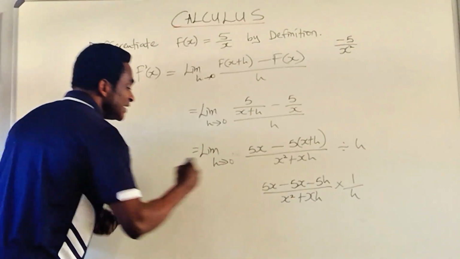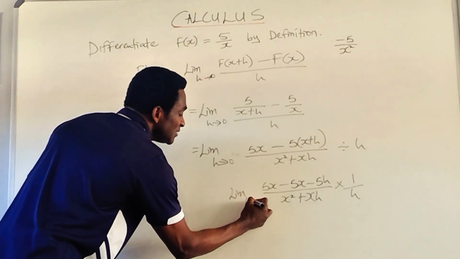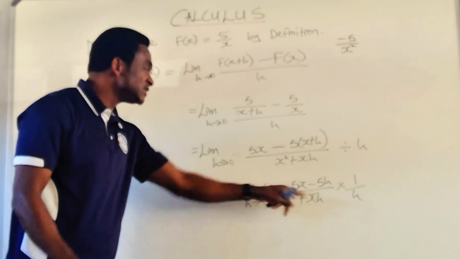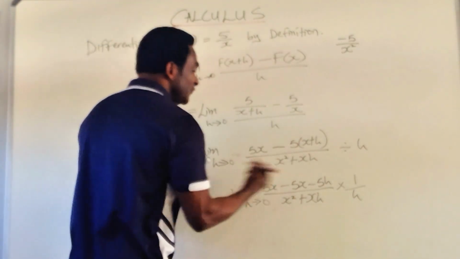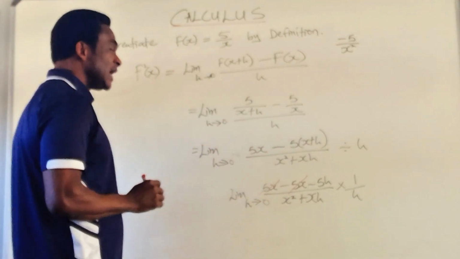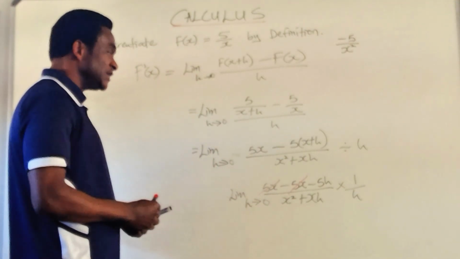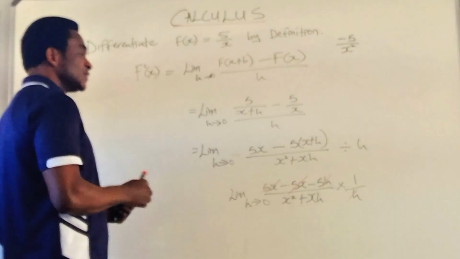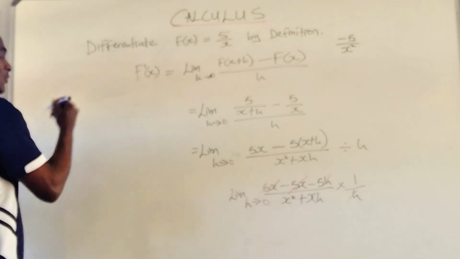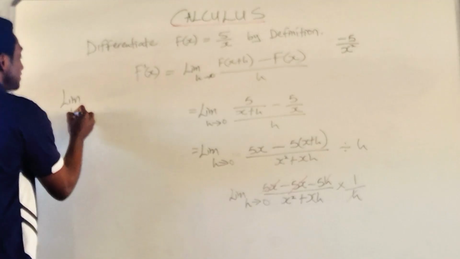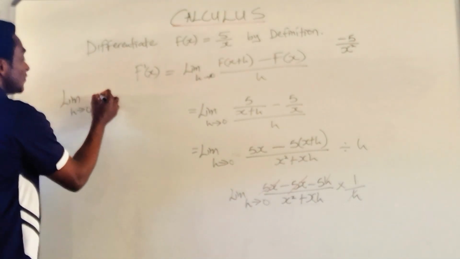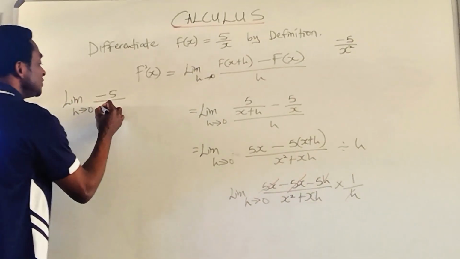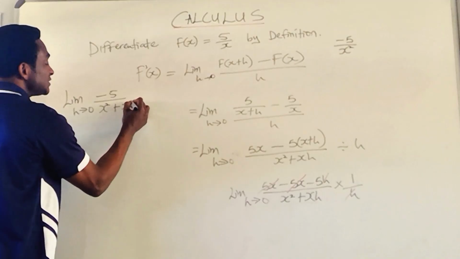Now, remember, notation goes on. It is the limit of the function as h tends to 0. Now, if we have this, 5x minus 5x takes care of each other, and then we'll have minus 5h. Minus 5h, h will cancel out h here. So what we have is the limit of that function as h tends to 0 of minus 5 left in the numerator over the denominator, which is x squared plus xh.